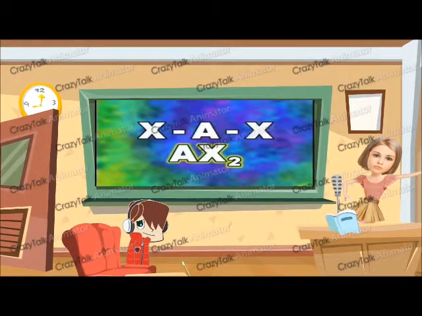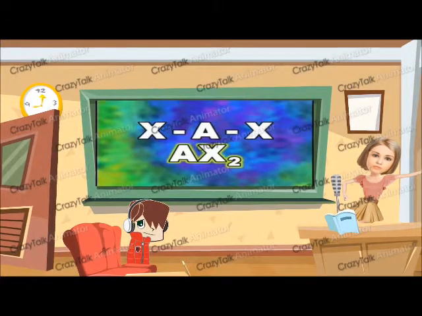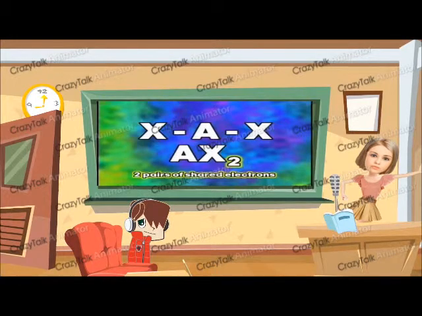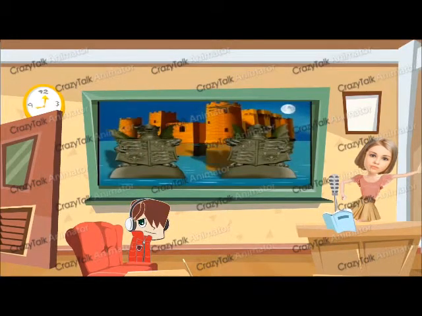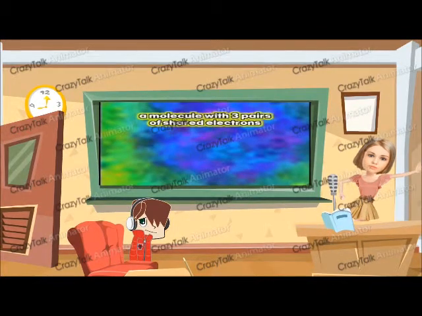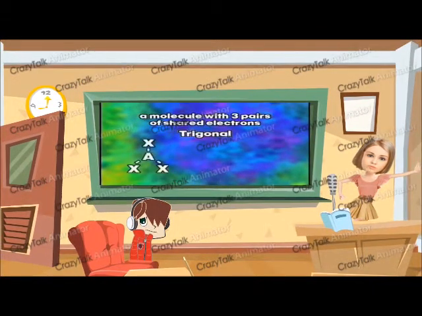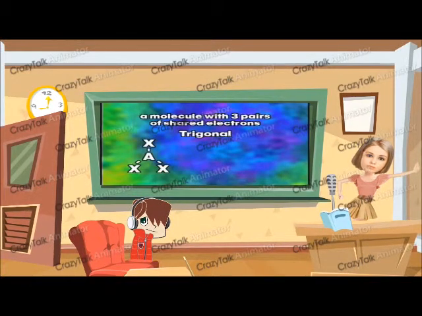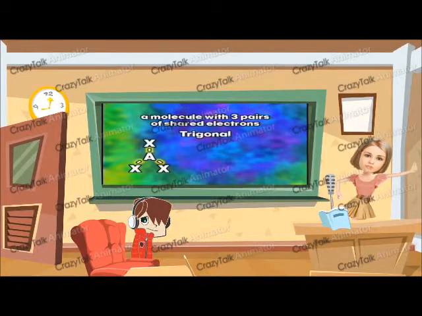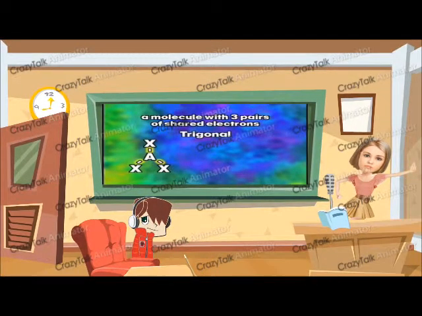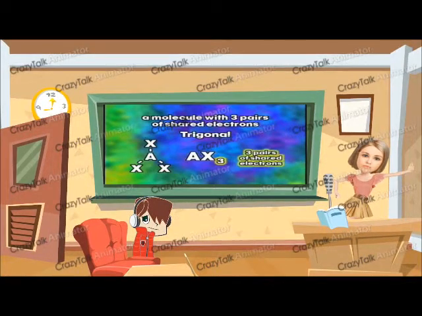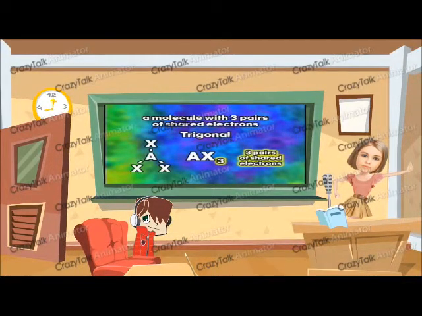This linear-shaped molecule is represented by the notation AX sub 2. The sub 2 tells you that there are two pairs of shared electrons. AX sub 2. Linear! A molecule with three pairs of shared electrons is called trigonal. And here's a picture of what the VSEPR theory says it looks like. Trigonal molecules, those that have three pairs of shared electrons, are represented by the notation AX sub 3. The sub 3 tells you that the molecule has three pairs of shared electrons.